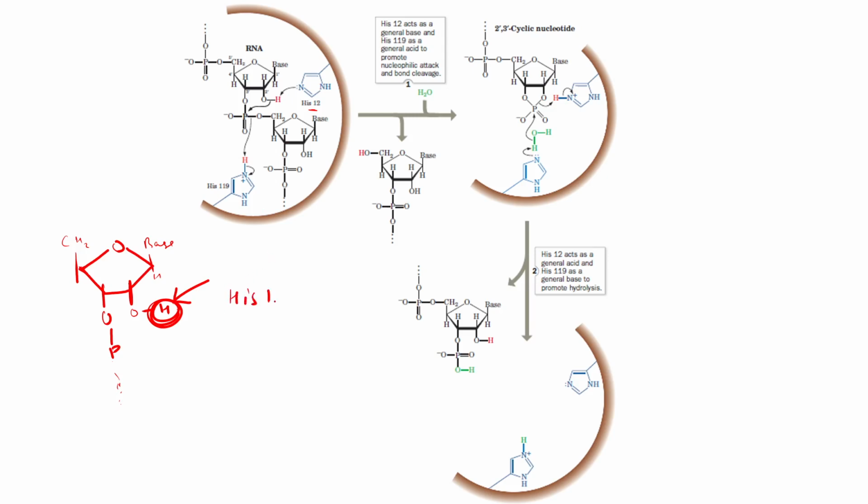So histidine 12 is acting as a proton acceptor, okay, proton acceptor or a base. Okay, so this histidine 12, since it is acting as a base, will accept a proton from the 2 prime OH. Once this proton is taken out, what will be left here? The O minus will be left here.